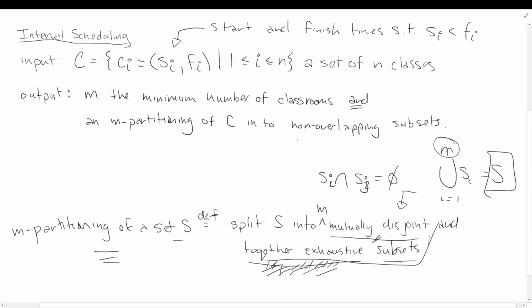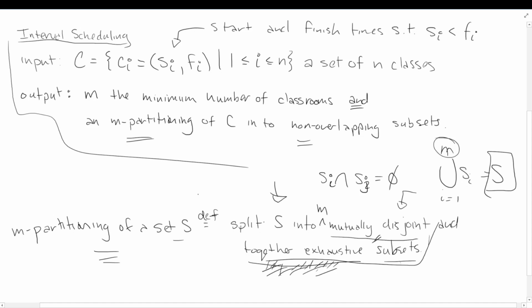Now that captures the fact that we don't want any of our two classes to occur at the same time. And that part isn't captured by just this set theoretic term, m partitioning. Okay, so again, we've just gone through that first step of trying to formalize our problem, give us something to talk about even.